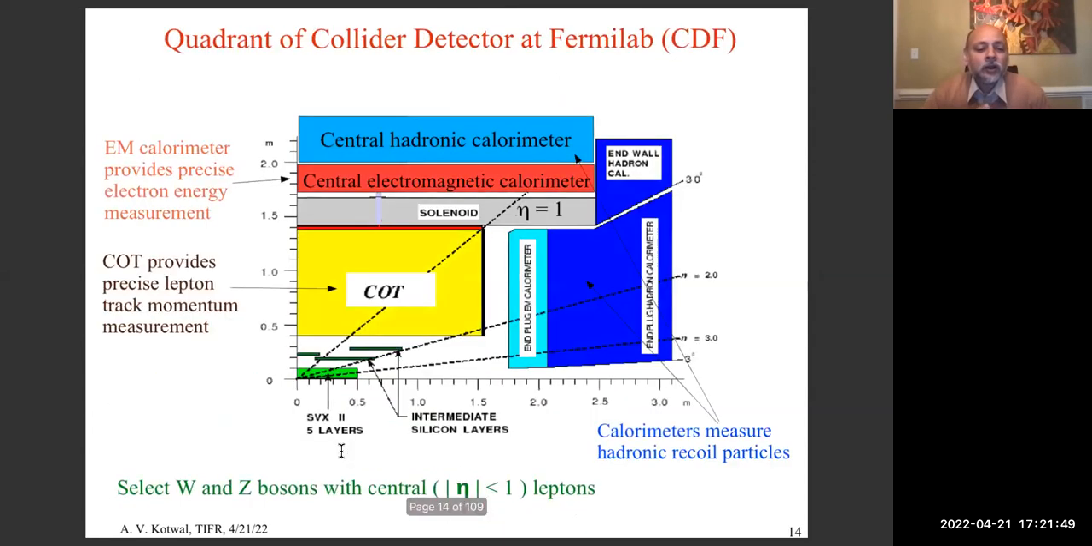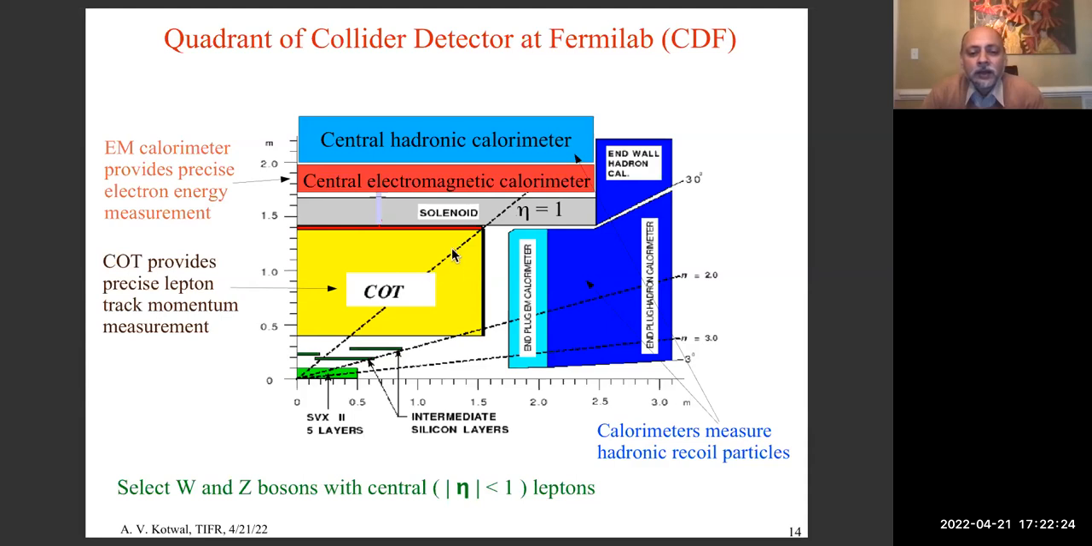Okay, let's move on. A slice of the CDF detector, a typical cylindrical collider detector. So this is one quadrant. There's a mirror image on the other side. Here is the chamber I mentioned, the central drift chamber. It's called the Central Outer Tracker, COT, about 1.3 meters in radius, starting at 40 centimeters or so. So the momentum calibration for electron and muon tracks comes from this. Then it is transferred to the central EM calorimeter, which is then used for measuring the electron energy.